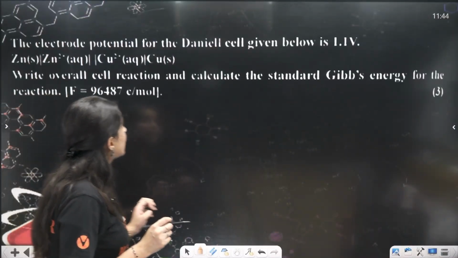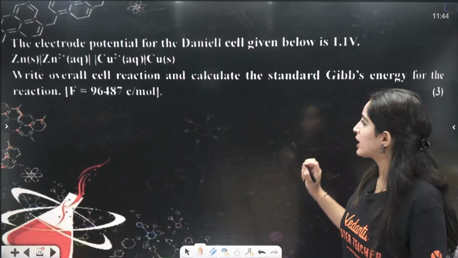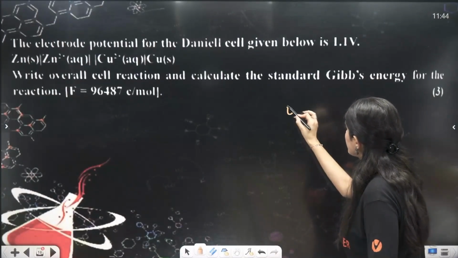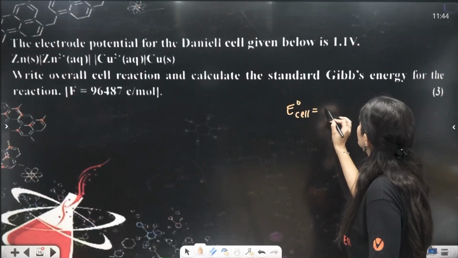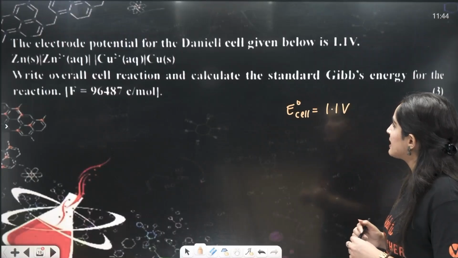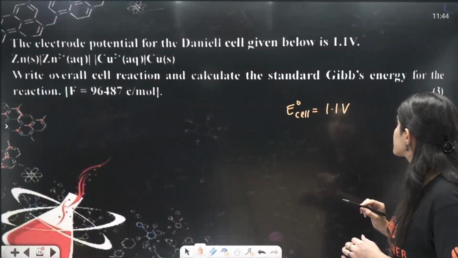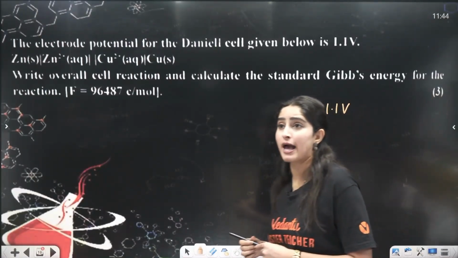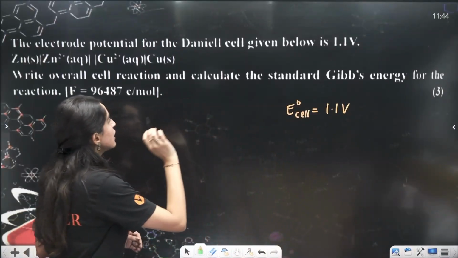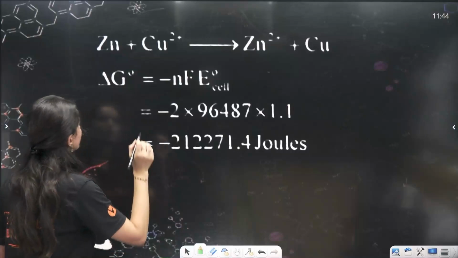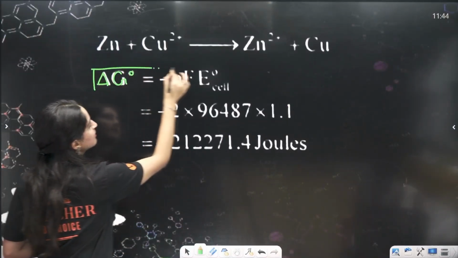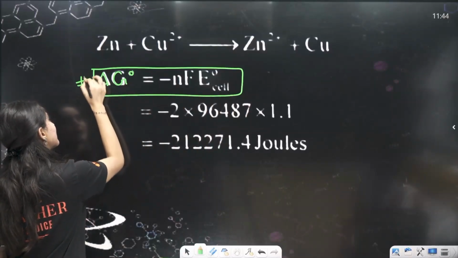Next is the electrode potential. Now a very important question: the electrode potential for the Daniell cell is given below. That means E0 cell is given to be 1.1 volt, right? Write the overall cell reaction and calculate the standard Gibbs energy for the reaction. Very simple it is. So here basically you just have to use this formula, that is delta G naught equals minus nF E0 cell. That's it, right?